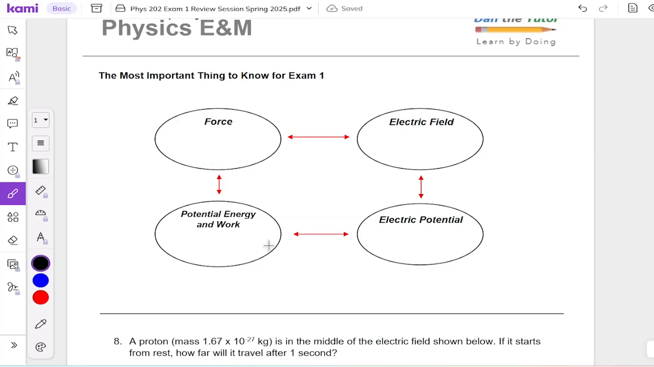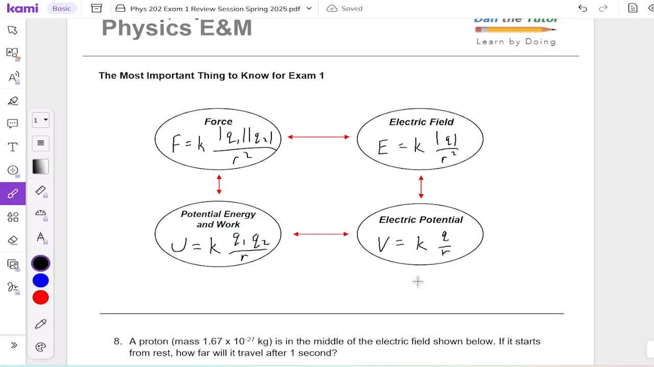So the black circles are going to be my point charge equations. For instance, F equals K, absolute value Q1, absolute value Q2 over R squared. Electric field is K, absolute value Q over R squared. Electric potential is V equals K Q over R. And electric potential energy is U equals K Q1 Q2 over R. So as you can see, these 4 equations are obviously very similar to each other, and it's your job to know when to use each one.